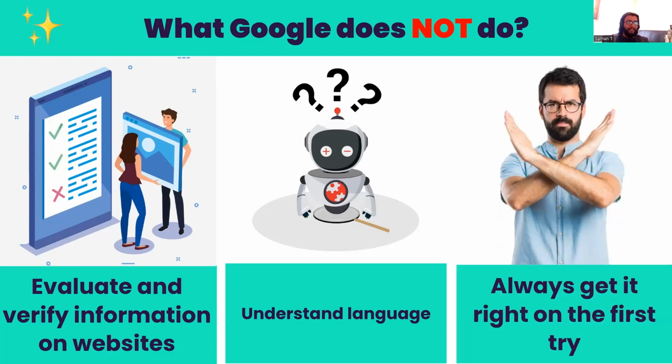The last thing, Google doesn't always get it right, especially most likely on the first try. So when you're looking for information on Google, sometimes if it's a simple thing, you might be able to find the answer you're looking for pretty straight away. But more often than not, it will take you a few tries to find the information that you're looking for. So you have to search for something and then look at the results.